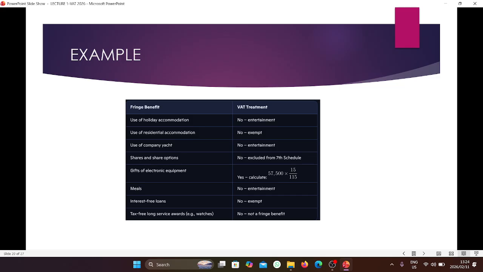Shares and share options are excluded from the 7th Schedule, therefore there's no VAT. Gifts of electronic equipment: this company was providing electronic equipment as their business, therefore it was not entertainment, so you do account for VAT on that. Meals, remember the supply of food is entertainment, so you don't claim VAT on that. Interest-free loans are a financial service, therefore exempt from VAT. And then tax-free long service awards are not a fringe benefit.